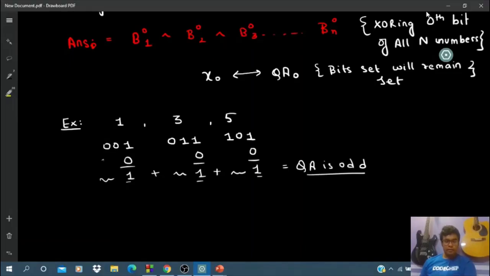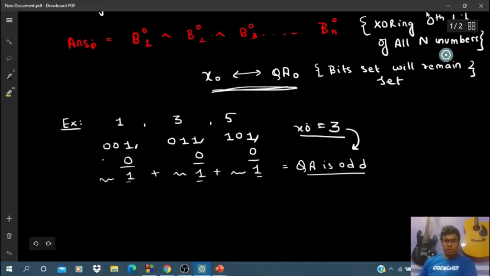And that's why we can say that x0 is odd, because we talked about how x0 is in equivalence relation with qa of 0. Let's calculate x of 0 in this case. As you can see, 1, 2, 3, all of these three have the 0th bit set, so x0 is 3. As we've talked about how qa is odd, that means that x0 is also odd, and we can confirm that x0 is odd in this case as well.